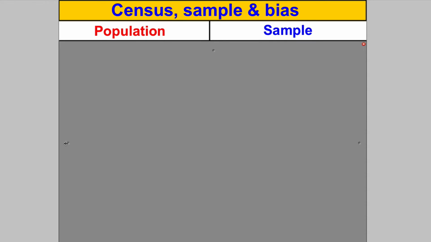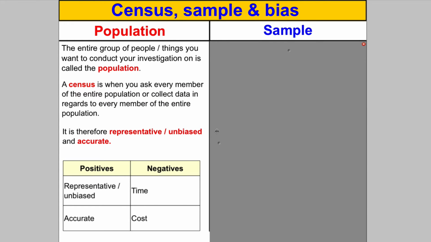So firstly, let's talk about what a population is and define it. The population is an entire group of people or things you want to conduct your investigation on. Now, this is a key word. A census is when you ask every member of that entire population or collect data in regards to every member of that population. That's called a census.